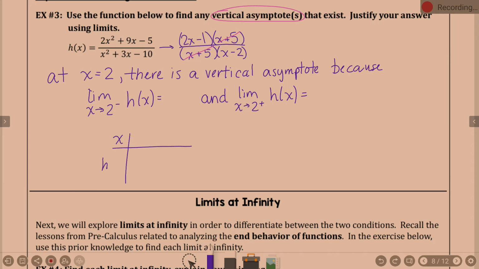So what x values do we need to check? 2 from the left would be checking something like 1.9999, right? 2 from the right would be checking something like 2.0001. So you can use the simplified version here of 2x minus 1 over x minus 2.